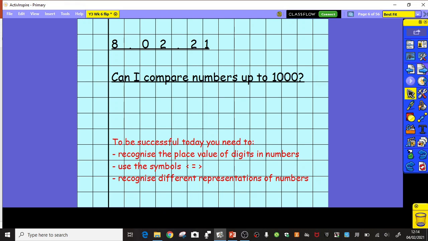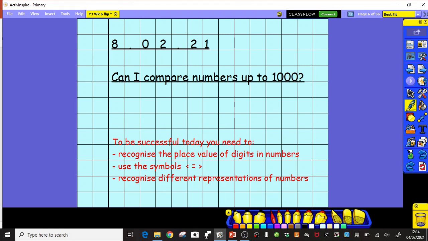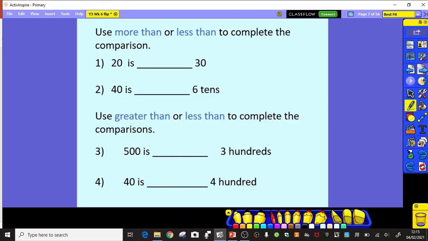Right, now we're going to go on to our main part of the lesson today, which is comparing numbers up to 1000. So today, to be successful, we're going to need to be able to recognise the place value of digits in numbers. We're going to be using the symbols greater than, less than and equal to, and you need to be able to recognise the different representations of numbers. So let's start off by having a quick look at these.